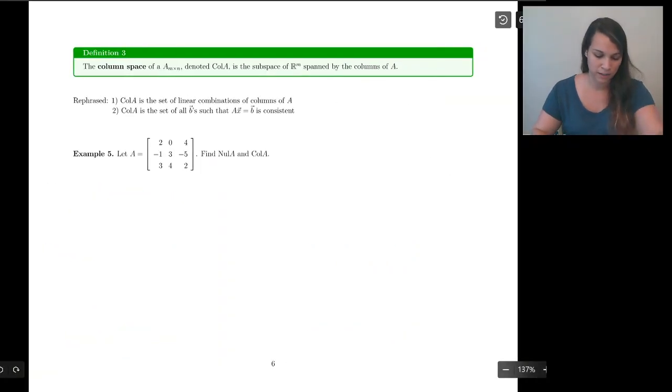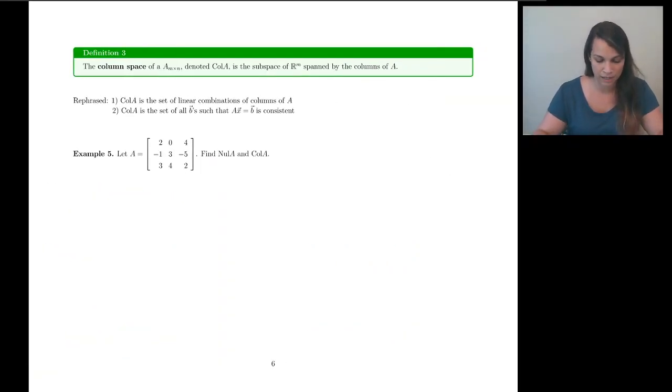Next space we're going to talk about is the column space of an m by n matrix A. We call that col A. That one makes more sense. It's been abbreviated a little bit more, and it kind of explains why we only stopped at 3 letters for null space. It is the subspace of Rm spanned by the columns of A. So we can rephrase that as col A is the set of linear combinations of the columns of A, which we can rephrase again. We know linear combinations is the same thing as solving Ax equals b. So col A is the set of all b's such that Ax equals b is consistent.